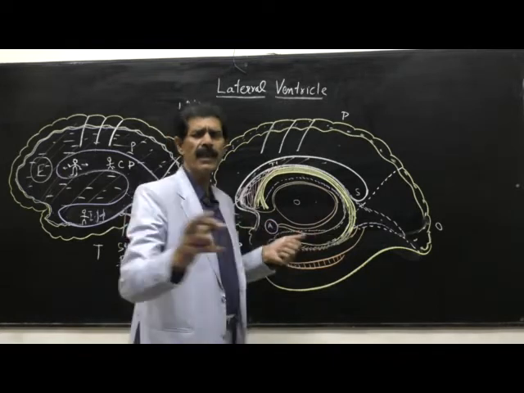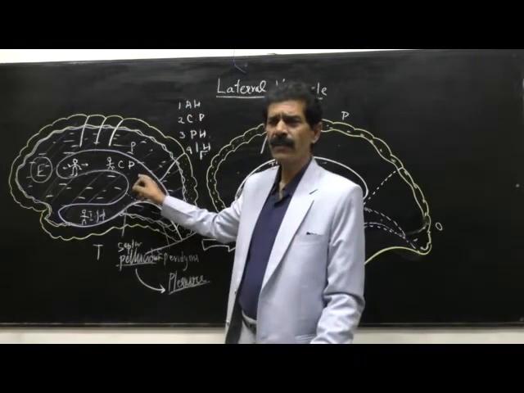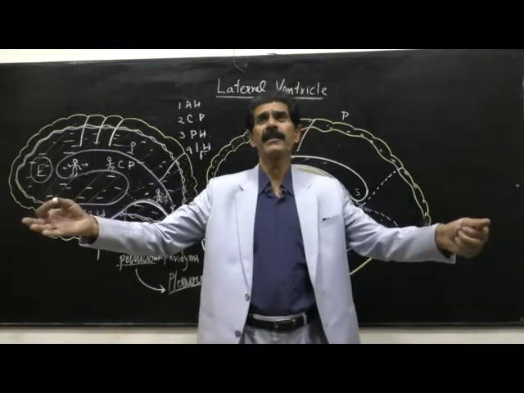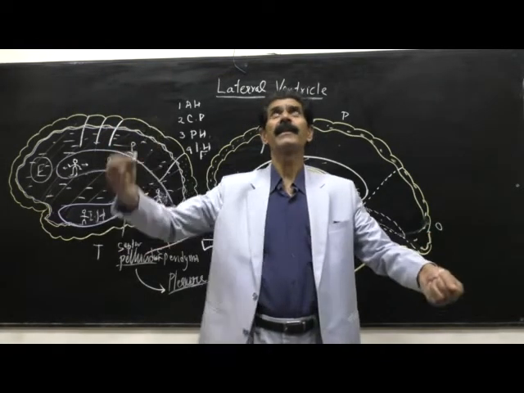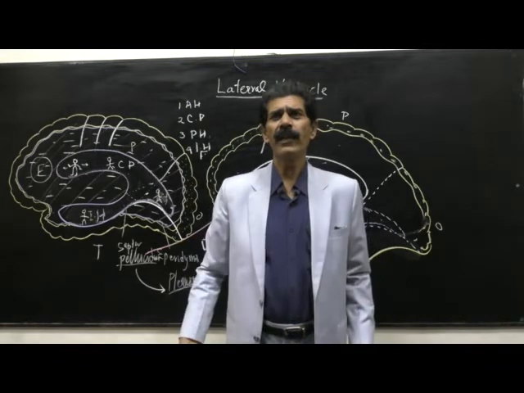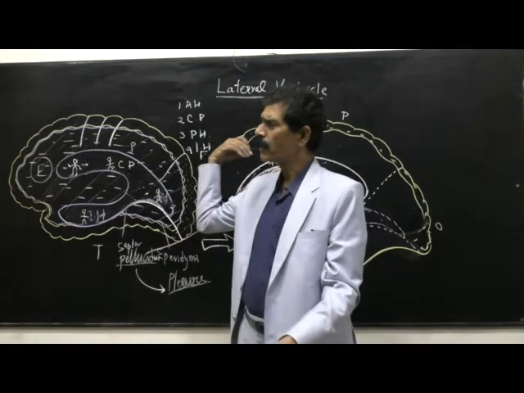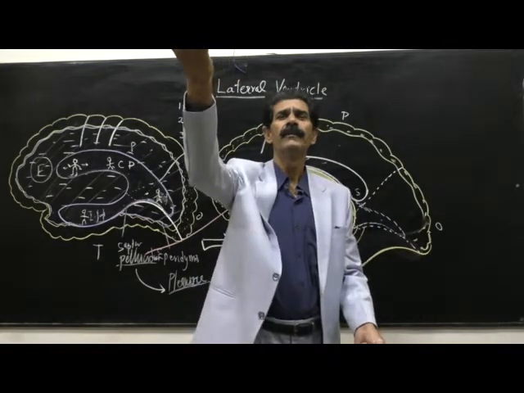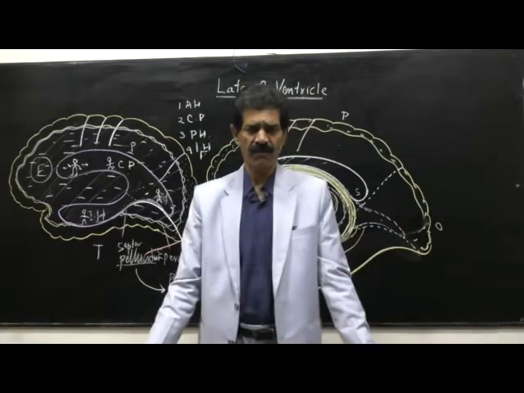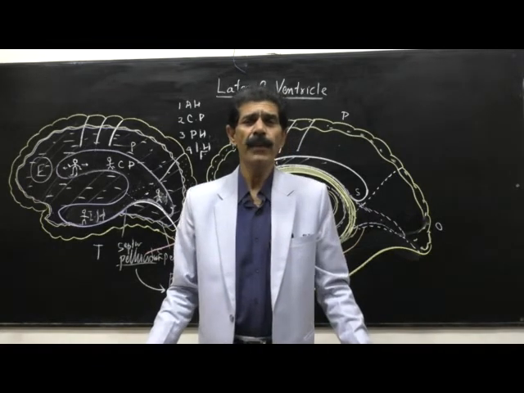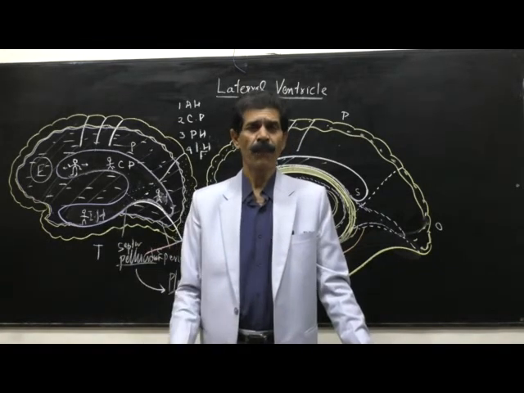And the second method is, you minimize yourself. You stand inside the ventricle and describe it like a lecture theatre. I am standing in the lecture theatre, that is the roof. Below my feet is the floor. This is the lateral wall. This is the medial wall. This is the posterior wall, and this is the anterior wall. So it is a three-dimensional picture of the lateral ventricle. Any horn can be explained on this basis.